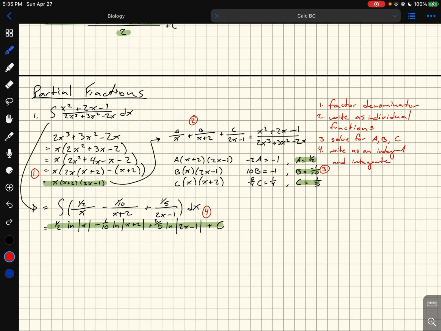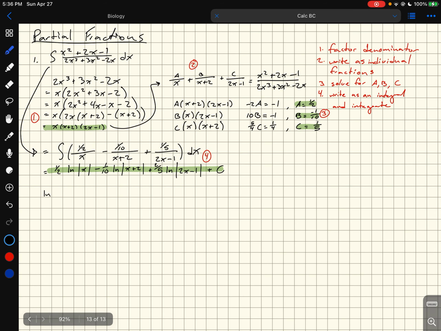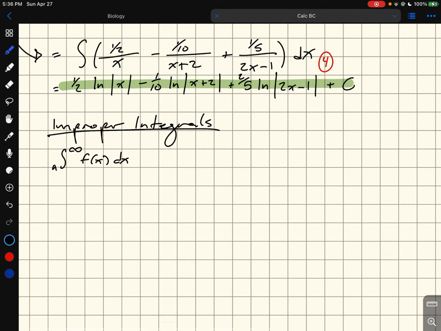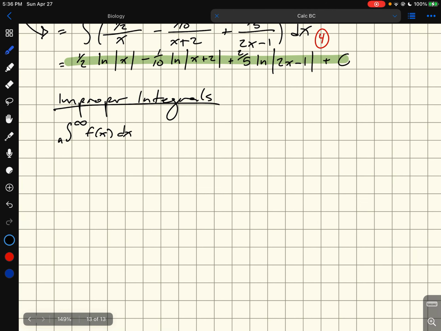Okay, the very last thing I'm going to talk about, because it's pretty short, are improper integrals. So these are just integrals that have an infinity in its bound, like that. So this is improper because, well, you can't have infinity in the bound. So what it looks like is you're looking for an infinite area, essentially.